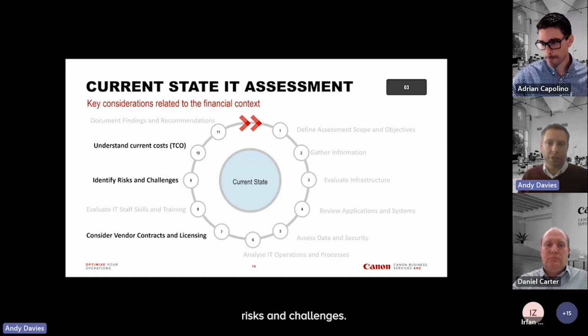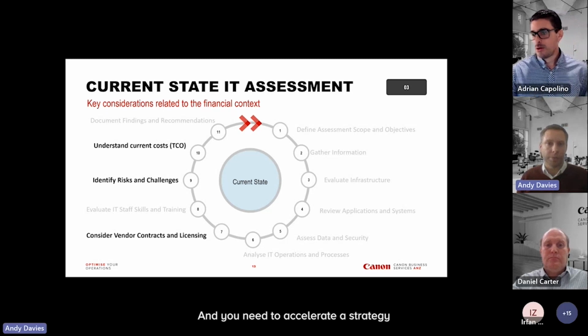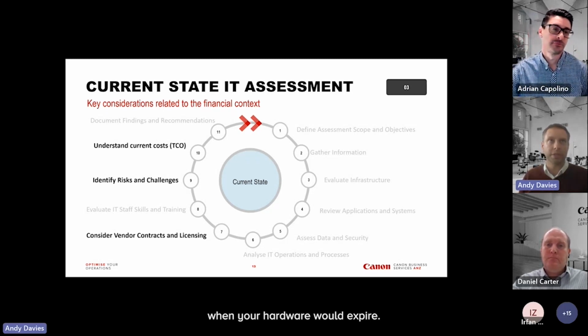Secondly, identifying risks and challenges. Do you still have significant investments in the existing hardware, as we just talked about in that previous example, or does the hardware need to be sweated out for a period of time? Or is it the opposite? Is everything end of life and you need to accelerate your cloud strategy because you need to meet a deadline of when your hardware is going to expire?